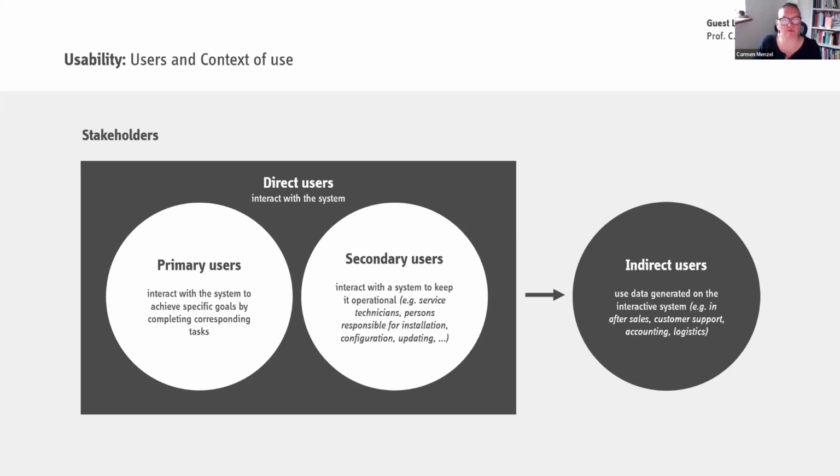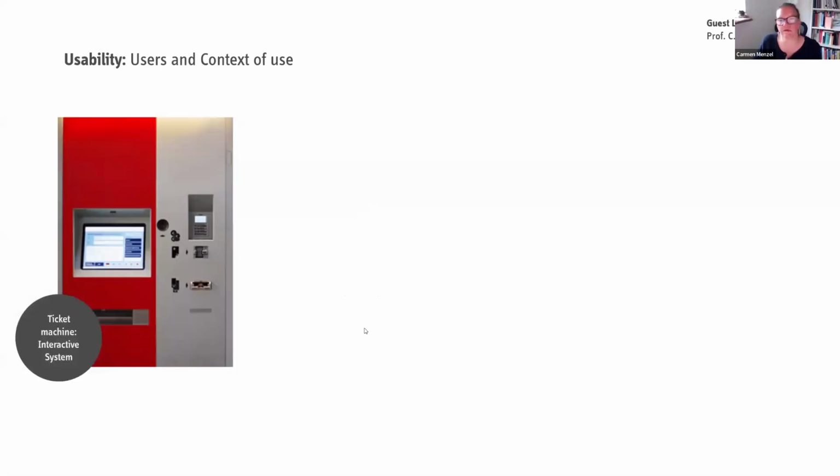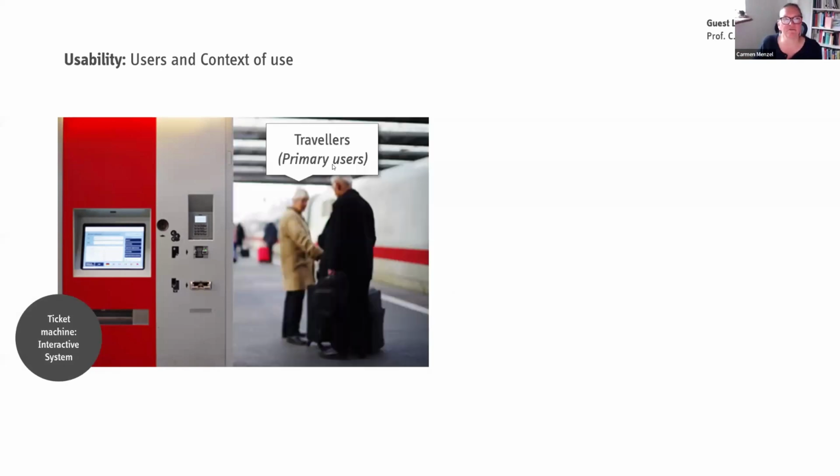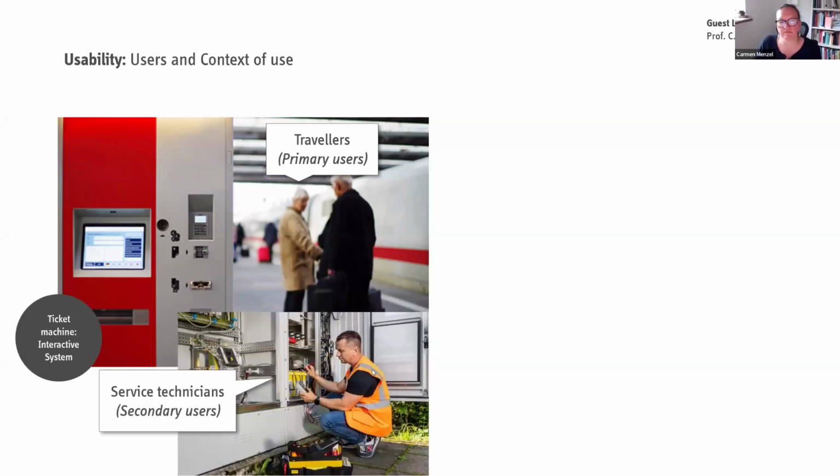So again, to another example, a ticket machine is a system. You can work with it and get a ticket there. Travelers are primary users. They type things here to get a ticket out of it. They do the payment at the machine and they execute different tasks. Service technicians are secondary users. They keep the system running, so they take care of it. They take a look at the backside of the interactive system. They are both direct users. They have their hands in and on the interactive system directly.